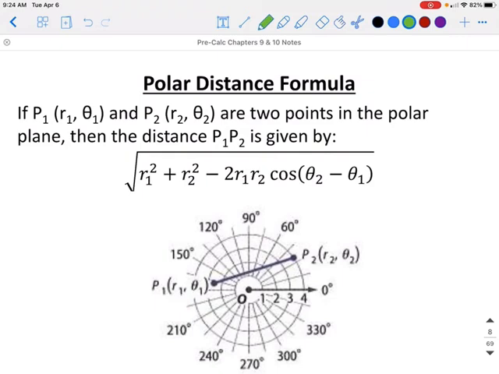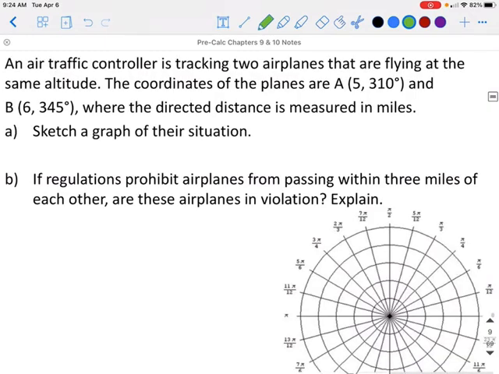You can find the distance between 2 polar coordinates. To do this, you're going to use the following equation. Now you do need to make sure when you do this that your r1 and theta 1 come from the same point and r2 and theta 2 come from the same point. So an air traffic controller is tracking 2 airplanes that are flying at the same altitude. The coordinates of the planes are A is at 5 and 310, and B is at 6 and 345 degrees, where the directed distance is measured in miles.